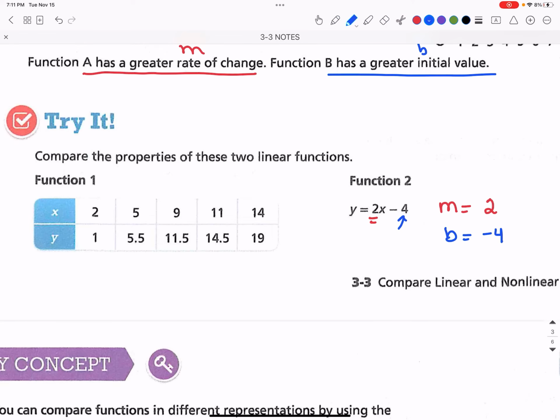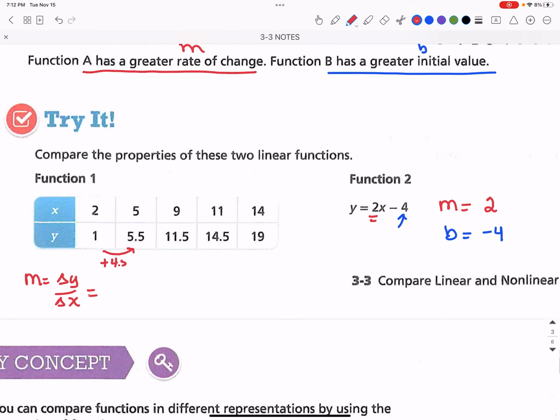So to find our M, we know that M is our change in Y over change in X. Remember, triangle just means change. If we look at the difference between 1 to 5.5, what is the difference between those two numbers? If you take 5.5 minus 1, you get 4.5. It goes up, so that is an addition of 4.5. So the change in Y is 4.5. Now let's look at the change in X. It goes from 2 to 5. That is a +3, so I would put this over 3. Then 4.5 divided by 3 is 1.5. So my M is 1.5 for function 1.